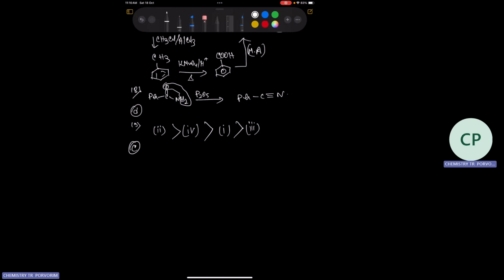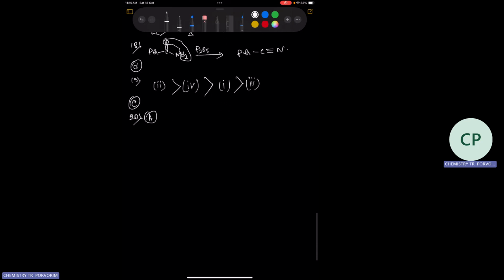Next, question number 20. Which one of the following on treatment with 50% aqueous NaOH yields the corresponding alcohol and acid? This is a simple Cannizzaro reaction. So C6H5CHO, option E will be the answer. It's very simple.